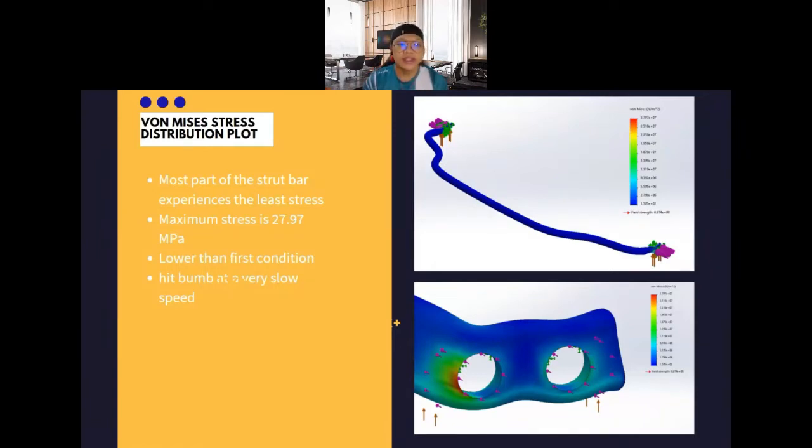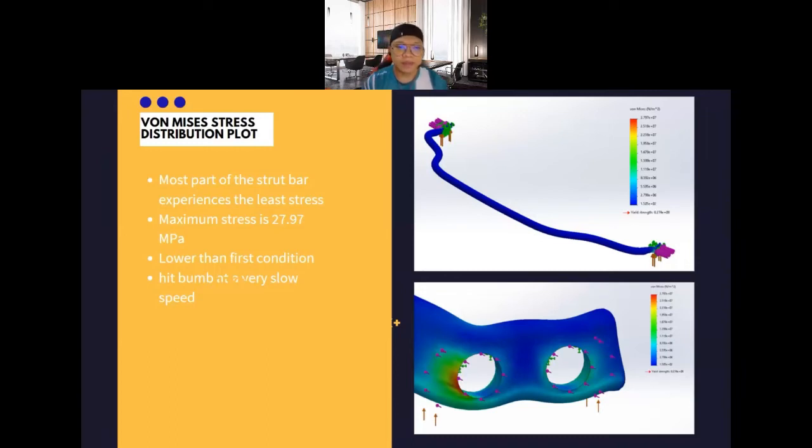From the stress distribution plot, it is seen that most of the strut bar experiences the least stress. However, the maximum stress experienced by it is around the fixture holes where the bolt is threaded in. The maximum value of von Mises stress is 27.97 megapascal, which is very much lower as compared to the cornering condition. This is because the vehicle is only hitting the bump at a very slow speed.